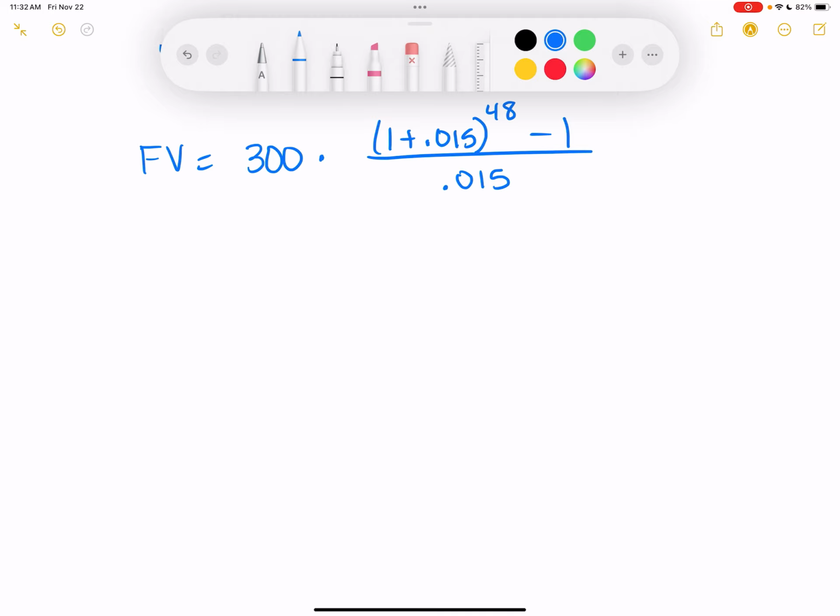And so we get a future value of $20,869.57.